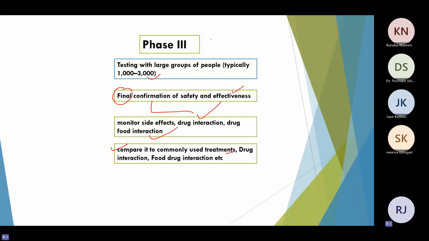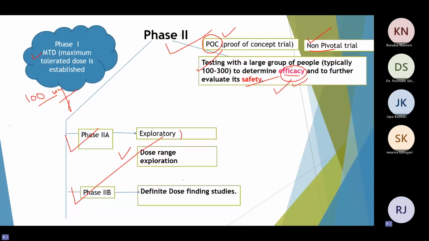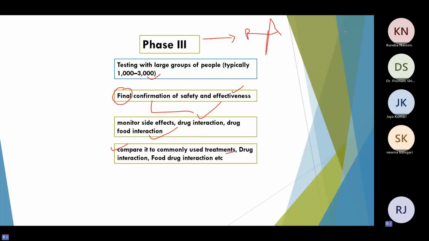Okay, and phase 3 data is submitted to the regulatory authority. And that's why this phase 3 trial is called pivotal trial. Phase 2 trial is called non-pivotal trial because data is not submitted to the regulatory authority for taking permission for the sell in the market. But phase 3 data is submitted to the regulatory authority seeking approval to sell the drug in the market. That's why phase 3 is called pivotal trial. Always remember.